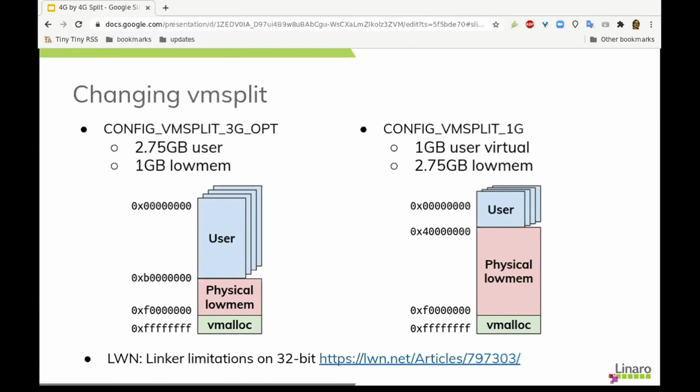But another LWN article that I'm citing here that you can read up on is a description of what goes wrong with the current 3 gigabyte limit. So there are already tasks that fail because they run out of virtual addresses, even if you have a lot of physical memory still available. So reducing it to less than 3 gigabytes means that more applications will run into this particular problem. Ideally, we would make it larger. And on a 64-bit kernel, you can actually use the full 4 gigabytes of address space for user space.